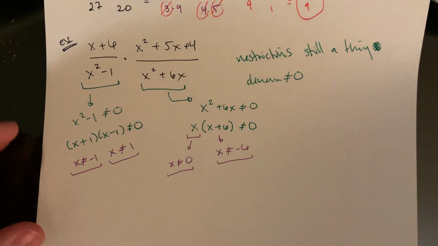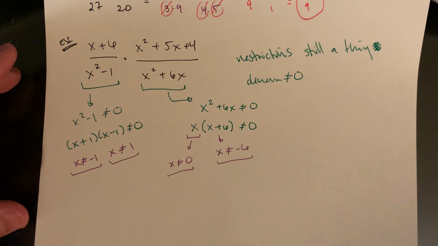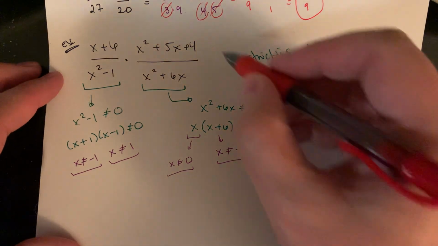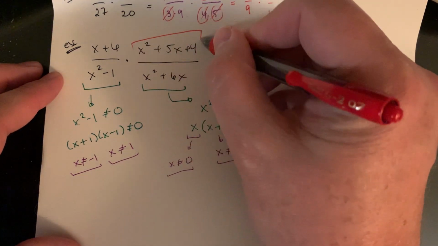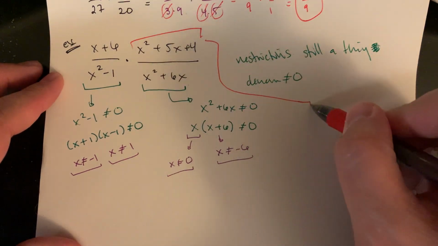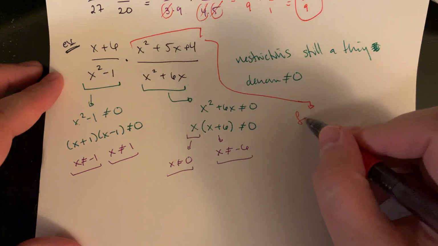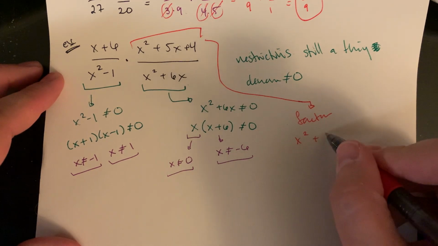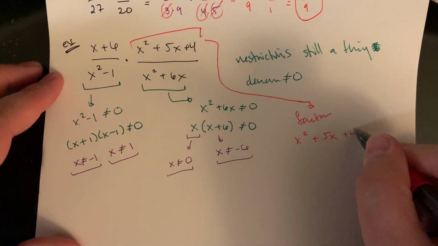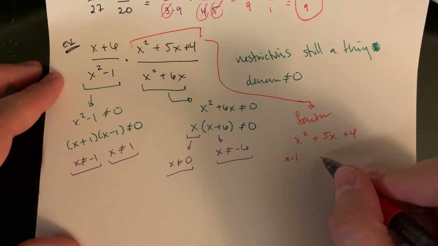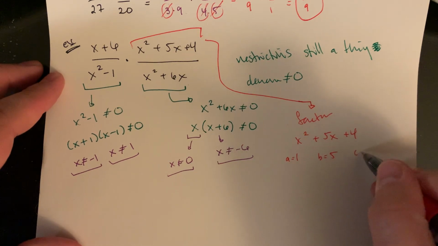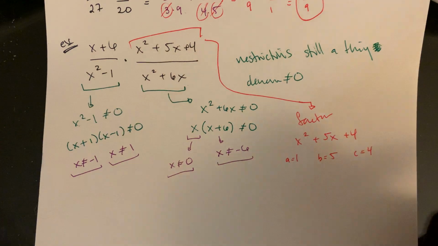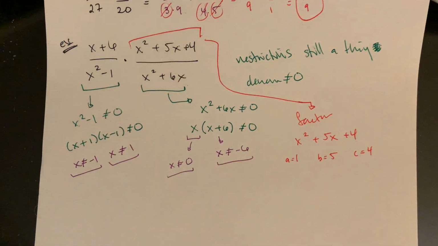So that's both of our denominators factored. Let's take this numerator out here and factor it while we're working on this. X squared plus 5x plus 4. A is 1, B is 5, C is 4. If you weren't feeling super confident about your factoring from P5, have no fear.